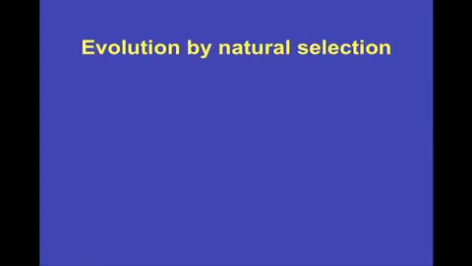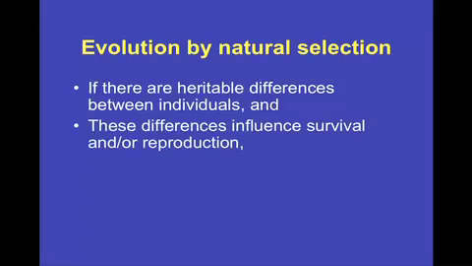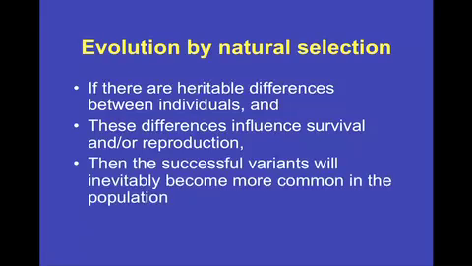So, very briefly, to review some of the main points from last Thursday, I just want to get the principles of evolution by natural selection across. If we're different from each other, and those differences can be passed on to our offspring, so if there are heritable differences between individuals, and these differences influence our survival or reproduction, then the successful variants will inevitably become more common in the population.